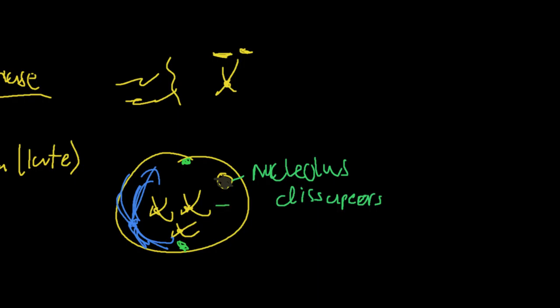At this point, we'll have these chromosomes, then we'll have the centromeres, and then over here we'll have the centrosomes. Centromeres and centrosomes are quite different. Centromeres are what connect these two sister chromatids, so this is a centromere. And over here, these spindle fibers are going to have centrosomes.